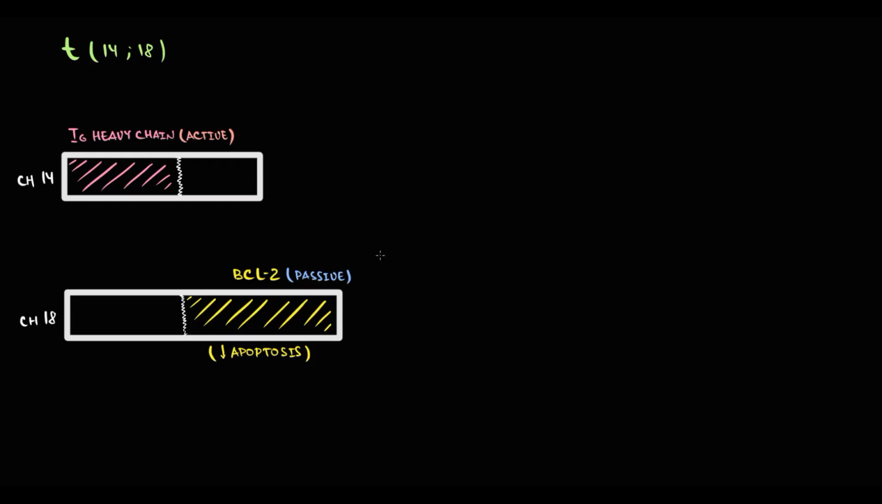So, to explain this, here we have two chromosomes, chromosome 14 up top, chromosome 18 on the bottom. Chromosome 14 carries the gene for the IgG heavy chain, and this promoter is constitutively active. It's always on, that's its job. B cells need to produce immunoglobulin constantly. Chromosome 18 carries BCL2, an anti-apoptotic protein. Under normal conditions, BCL2 is passive, kept quiet. It inhibits apoptosis only when the cell needs a survival signal. So, normally, BCL2 is off. Cells that need to die, they die.